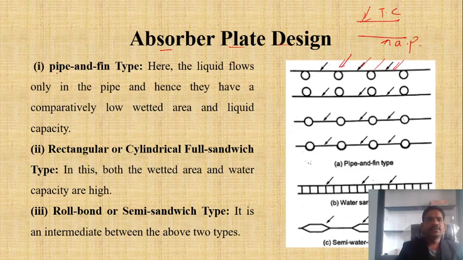So what is the type? Pipe and fin type. So here the liquid flows only in a pipe, and hence they have a comparatively low wetted area and liquid capacity. Another is rectangular or cylindrical or full sandwich type. So in this both the wetted area and water capacity is very high. Okay. Third is roll bond or semi sandwich type. So it is an intermediate between the above two types, guys.